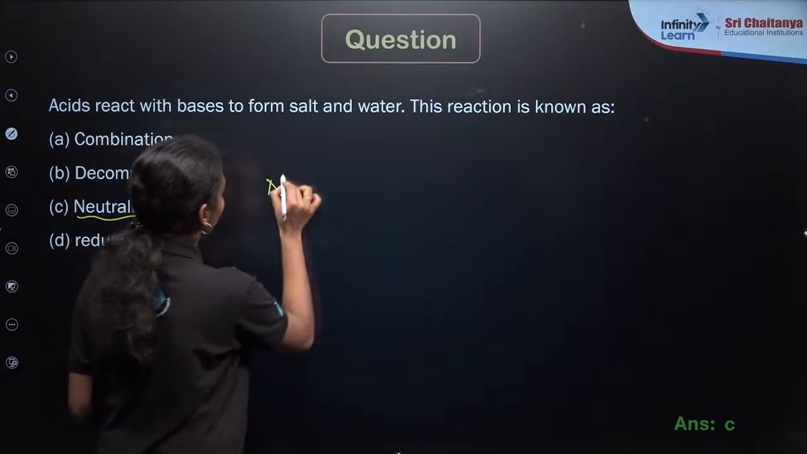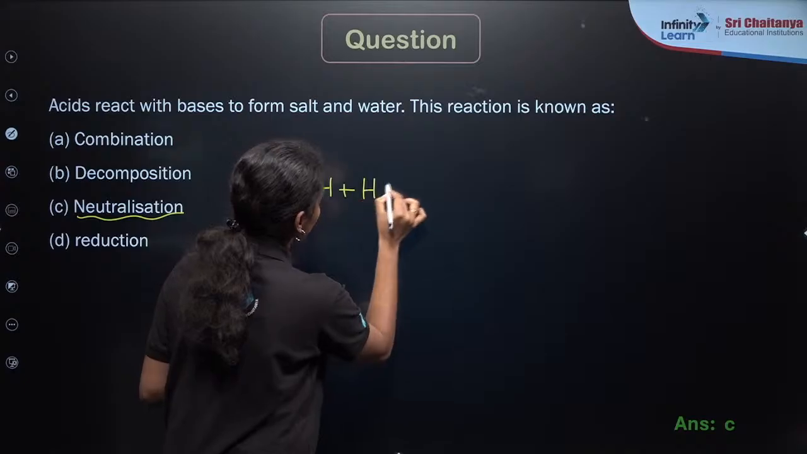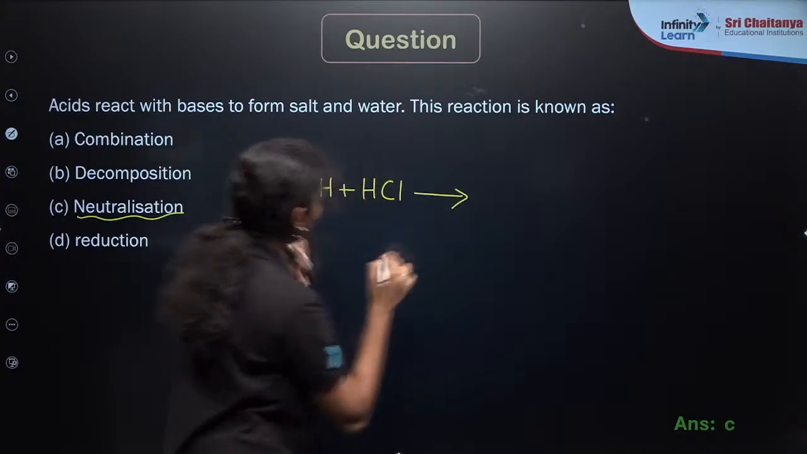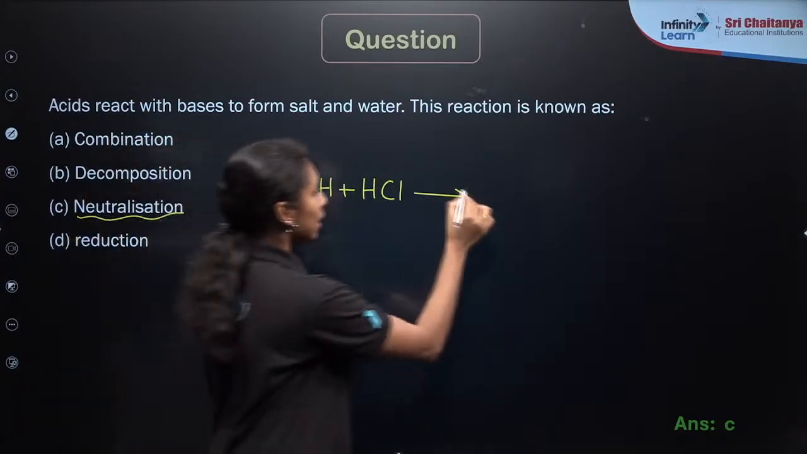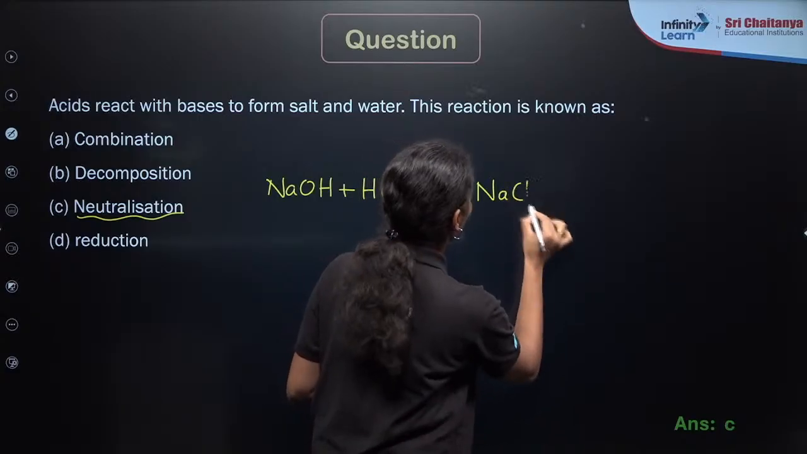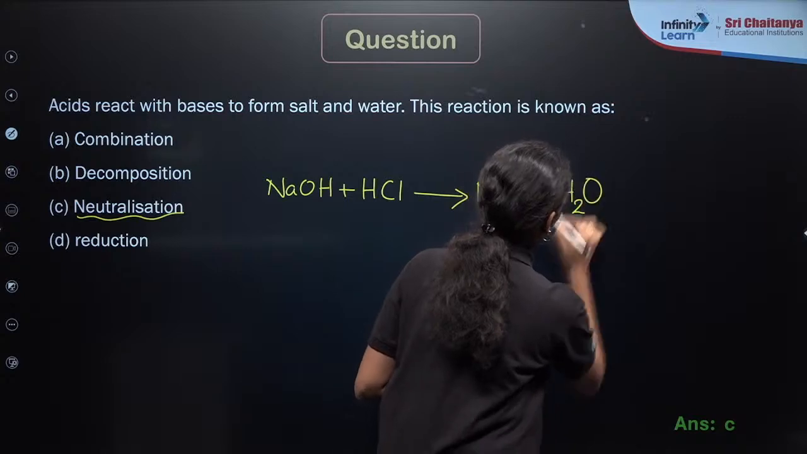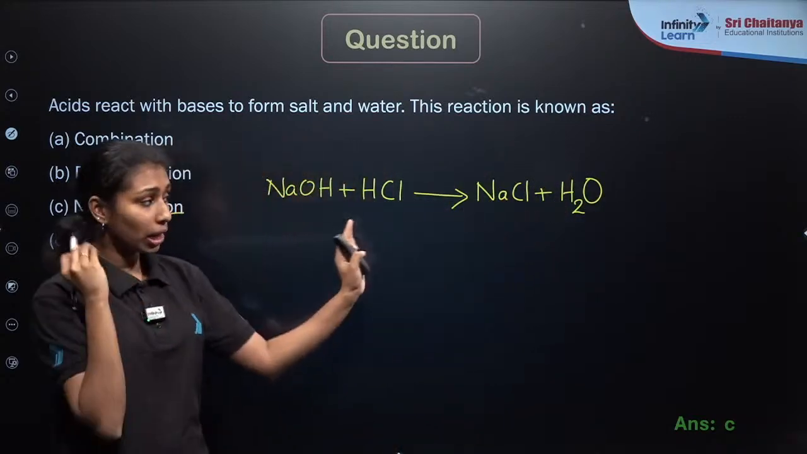For example, this is a base, right? NaOH plus HCl. This is an acid. It will react to form the corresponding salt, right? NaCl. Then H+ from the acid combines with the OH- in the base to form water, right? So NaCl plus H2O. This is a neutralization reaction.